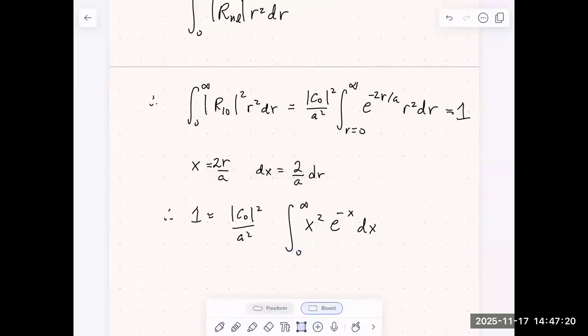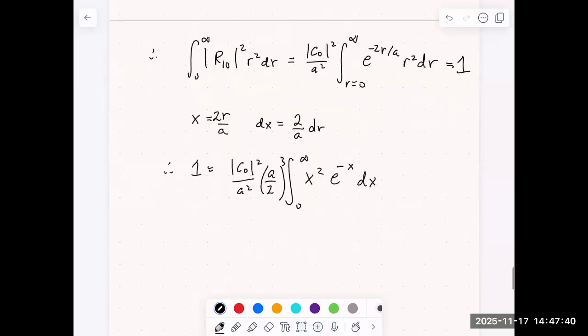We're going to pick up here. From the r squared, we're going to get an a over 2 squared. From the dr, we're going to get an a over 2. So overall, we have an a over 2 cubed. All right, so that's better. So we end up with C0 squared times a over 8.